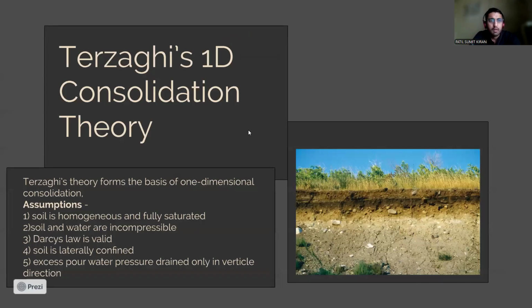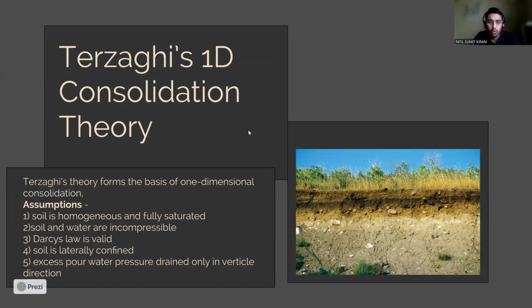So next is Terzaghi's one-dimensional consolidation theory. Terzaghi's theory forms the basis of one-dimensional consolidation. Terzaghi gives some assumptions before application of the one-dimensional theory. There are some assumptions that must be considered in the consolidation process.